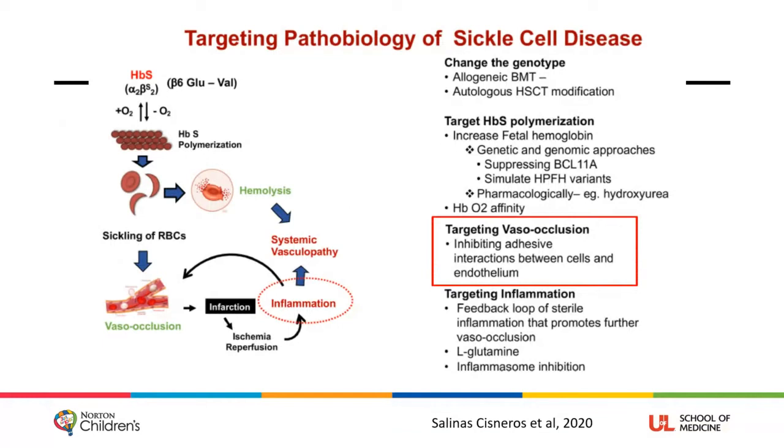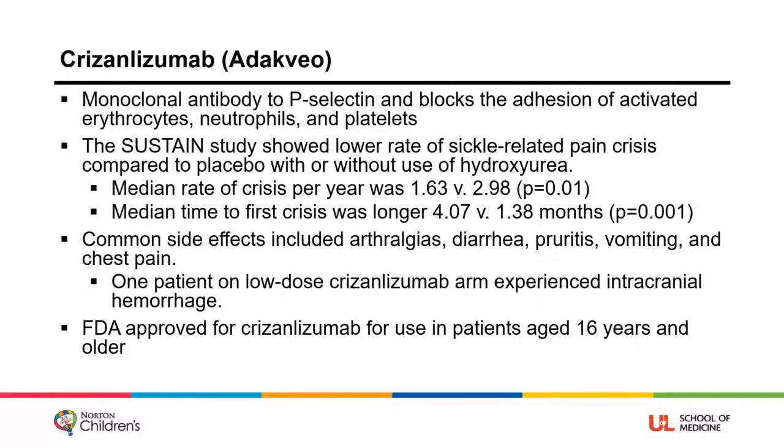So the second class or group of drugs to look at are those that are targeting vaso-occlusion, specifically those that affect adhesion between the cells and the endothelium. So Adakveo, or crizanlizumab. Going forward, I'll refer to it as Adakveo mainly because it's easier to pronounce. It is a monoclonal antibody to P-selectin and blocks the adhesion of activated erythrocytes, neutrophils, and platelets. It was evaluated both alone and in combination with hydroxyurea therapy for prevention of sickle cell-related pain crises.